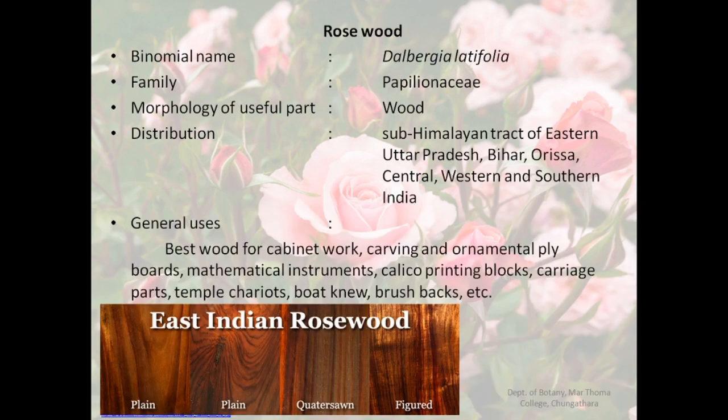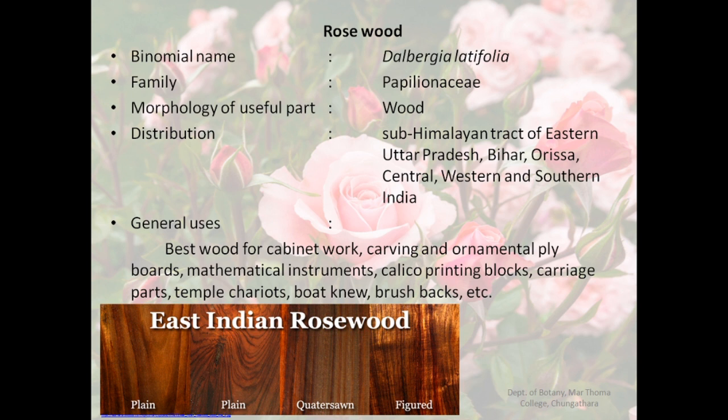A third timber yielding plant is rosewood, which is also a highly prized form of wood. Its binomial name is Dalbergia latifolia, belonging to the family Papilionaceae. Here also the morphology of the useful part is wood. It is distributed in the South Himalayan tract of eastern Uttar Pradesh, Bihar, Orissa, central, western, and southern India.